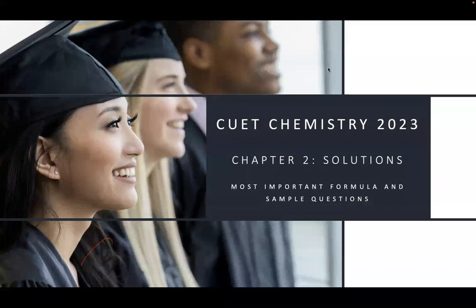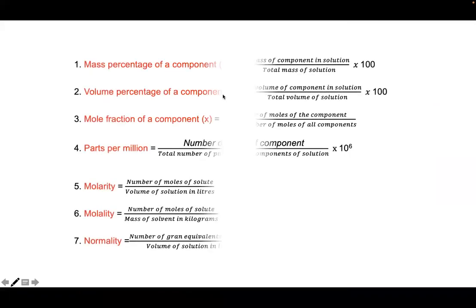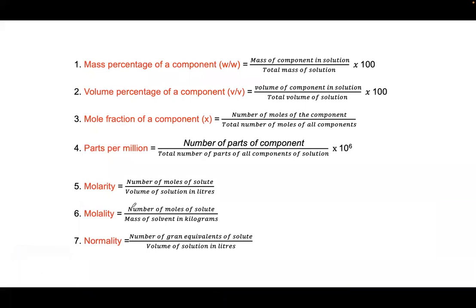We are going to talk about the most important formulas and the sample questions from chapter 2, which is solutions. So let's start. First of all, these are the main important formulas. Let's take a look at them one by one. Mass percentage of any solute can be given by the formula: if you're looking for a component A, we have to take the mass of that component A in the solution divided by the total mass of the solution and multiply it by 100. Since there is a percentage terminology over here, that is why we are multiplying it by 100.